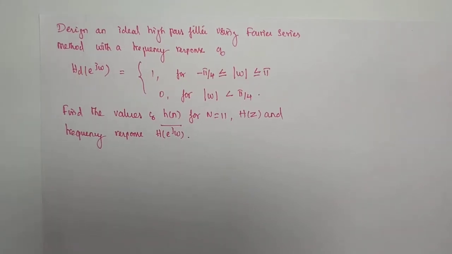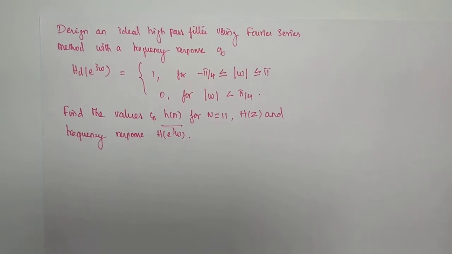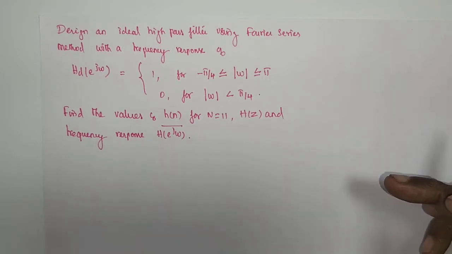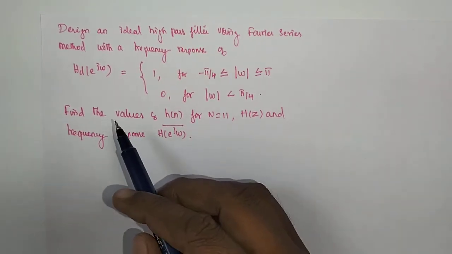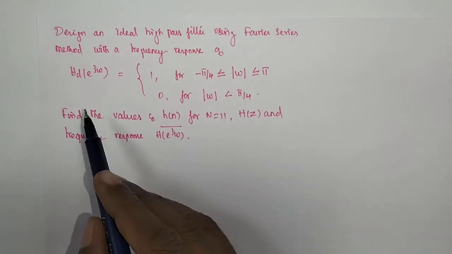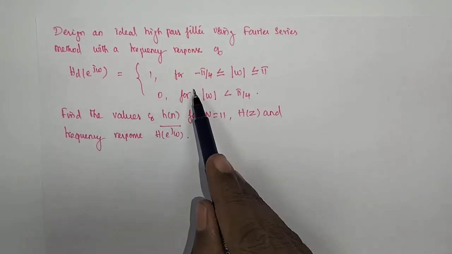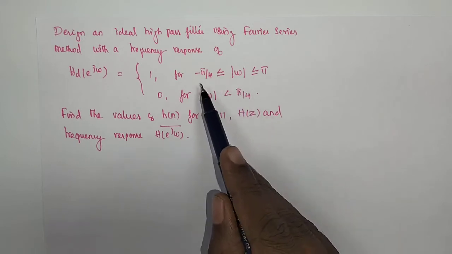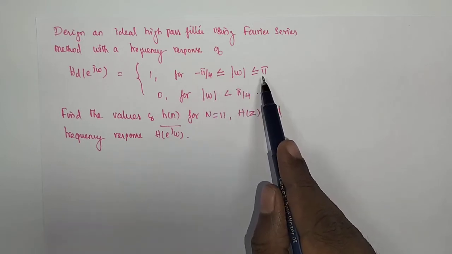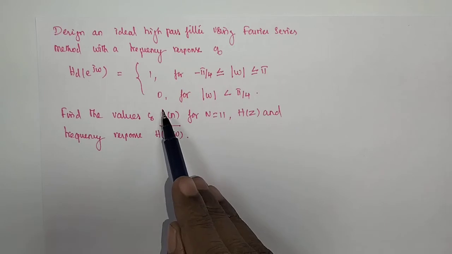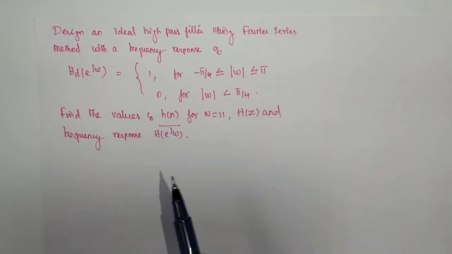Hello viewers, in this class we are going to see how to design a FIR high pass filter using the Fourier series method for a given frequency response of a filter. Here in this problem, the frequency response of the filter is given as HD of e power j omega equal to 1 for the frequencies minus pi by 4 to pi, that is the magnitude value, and 0 for the other frequencies.